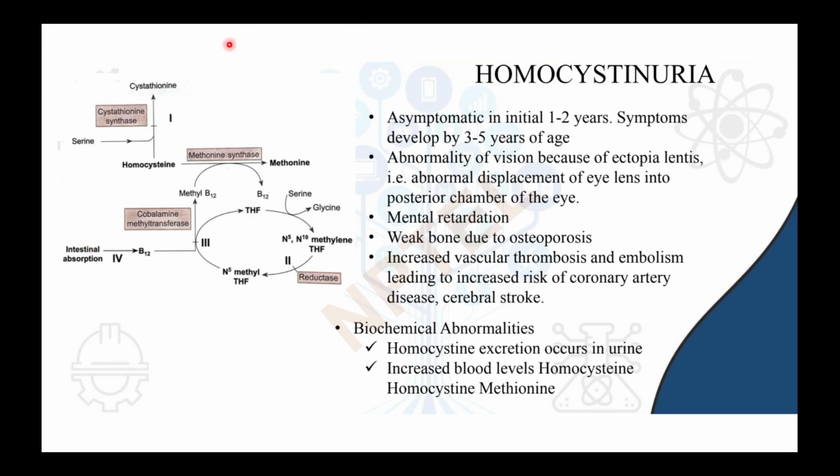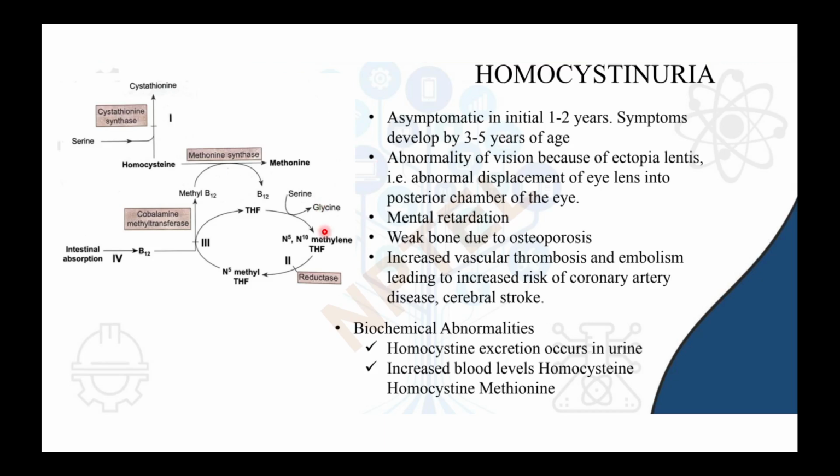So this homocystinuria is generally asymptomatic in the initial years and symptoms develop later at the age of 3 to 5. And the symptoms are abnormality of vision because of ectopia lentis, that is abnormal displacement of the eye lens into the posterior chamber of the eye. Then second symptom is mental retardation. Third symptom is weak bone due to osteoporosis.